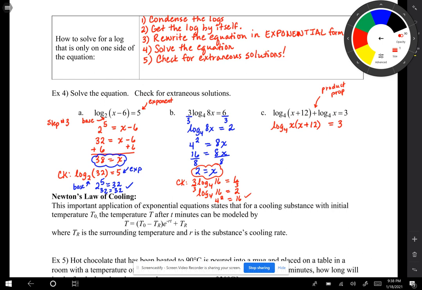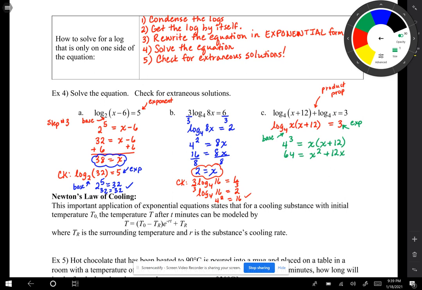Step 3, we're going to rewrite the equation in exponential form. So this is our base. This is your exponent. It's all you need, those two things. So write base raised to an exponent gives you the answer. So x times x plus 12. Not the answer, but the other part of your equation. So 4 times 4 times 4 is 64 equals x squared plus 12x.